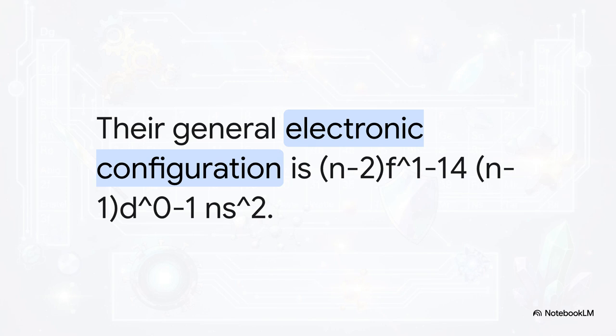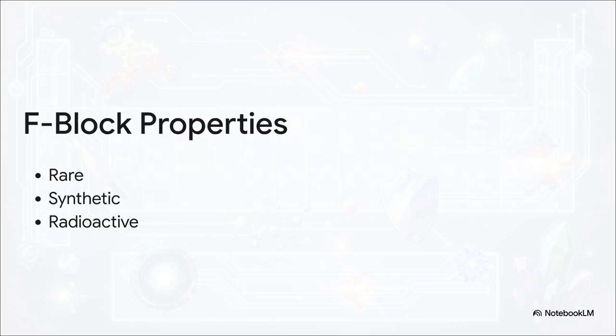Here, the configuration is (n-2)f^1-14 (n-1)d^0-1 ns^2. Notice right there that the F subshell holds up to 14 electrons. So the math is definitely getting deeper here, literally and figuratively. And because this underlying structure is so much more complex, F-block elements have some pretty extreme personalities. Many of them are quite rare in nature, or they're entirely synthetic, meaning they're created by scientists in labs. Plus, you really have to exercise extreme caution down here. Those actinides we mentioned, the ones filling that 5f orbital, they are all radioactive.